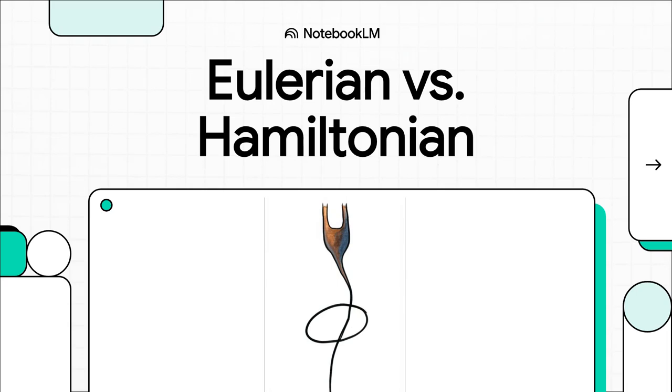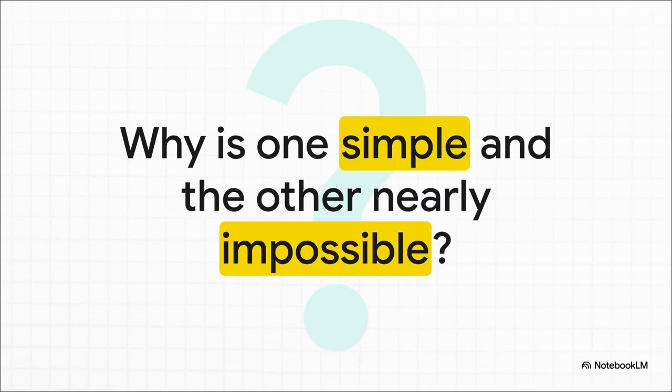All right, let's jump right in. Today, we're going to tackle two concepts from graph theory that sound almost identical, but trust me, are worlds apart when it comes to how difficult they are: Eulerian and Hamiltonian paths. So we're going to explore this exact question.